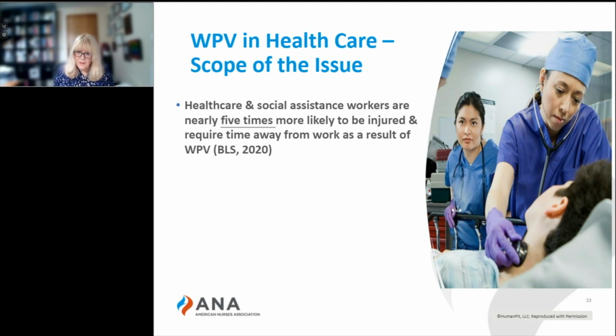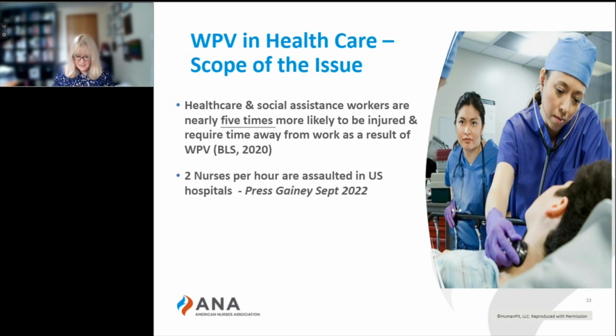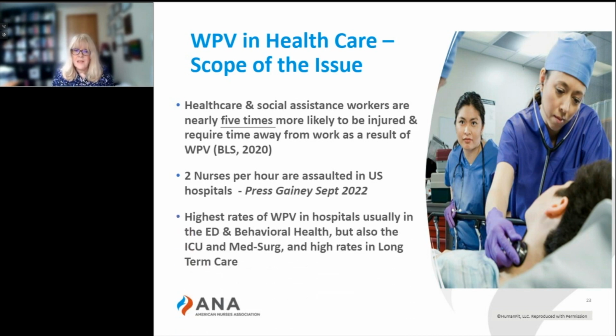In a very recent survey this month, September, Press Ganey reported that 2 nurses on average are assaulted every hour in US hospitals. Now, they took this data from their national database of nursing quality indicators, and this was taken from about 483 US facilities. And when they looked at these numbers, they estimated 2 nurses assaulted per hour, that's 57 assaults per day, and over 5,000 assaults per quarter. Staggering.